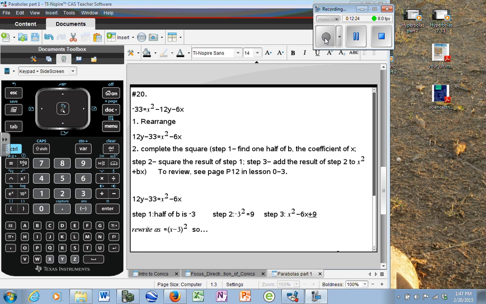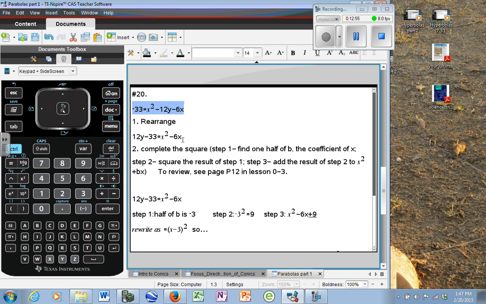So I'm going to take number 20 from your homework and show you how you would do that. And then I'll show you one that's even easier that you can do as well. So here's what number 20 looks like. It's kind of messed up. You have x squared, a y, and an x. So we need to get the x's on one side and the y's on the other, and that's the first thing I do. I'm going to rearrange. Remember, hit pause at any time if you need to take a breather and think about that. So I put 12y minus 33 on this side and the things with x on that side.